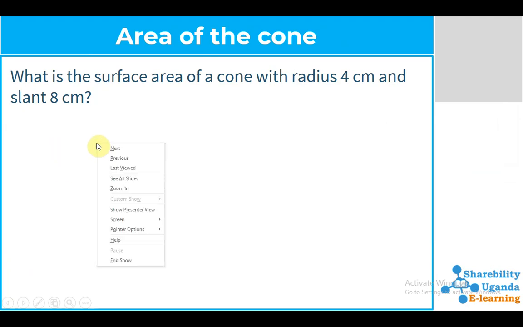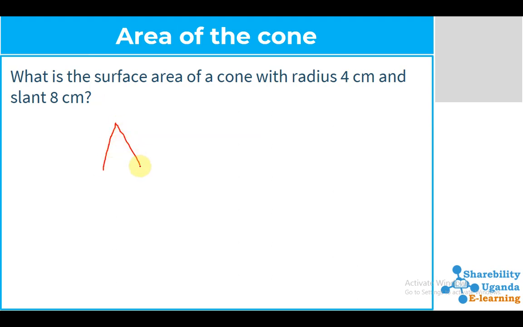So we have been given a problem here and we are going to solve it, all of us, one by one. They are asking: what is the surface area of a cone with a radius of 4 centimeters and a slant of 8 centimeters? Let me draw this cone for you. This is how our cone looks.